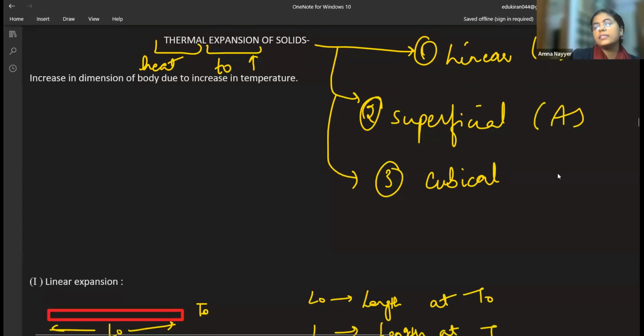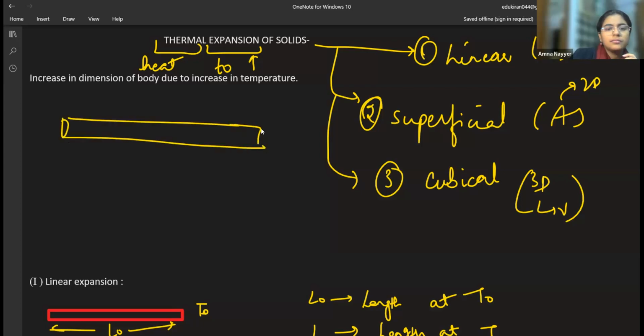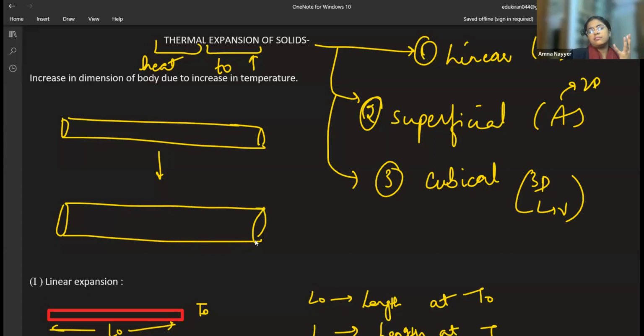Here, length is in one dimension, area is in two dimensions, and here this is in three dimensions, which means you can consider the volume. So it is an increase in the dimension, and it can be any dimension. If I say a rod is there, its diameter has increased after keeping it on the stove, let's say, because of heat that has been supplied.